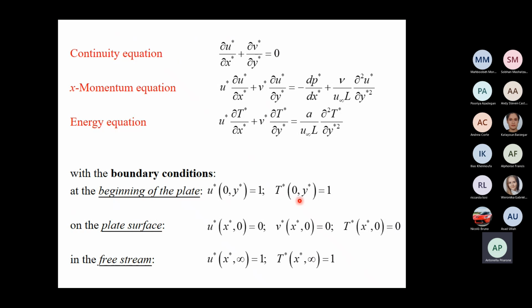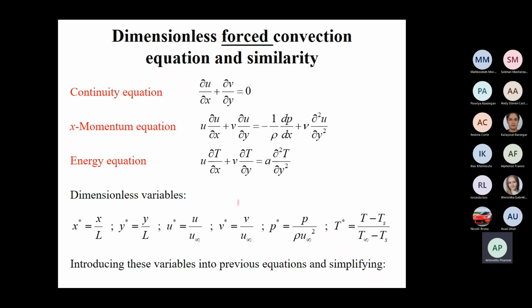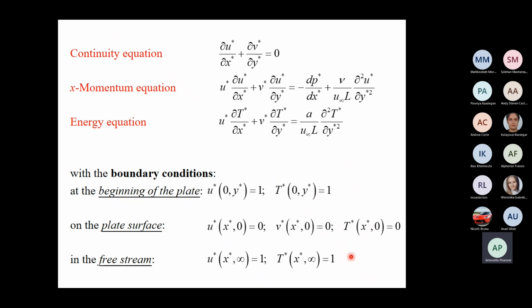At the beginning of a plate, I have that u is equal to u infinite and t is equal to t infinite. If I look at the definition of the u star and t star, if u is equal to u infinite it means that u star is equal to 1. If t is equal to t infinite it means that t star is equal to 1. And here the correct equations.